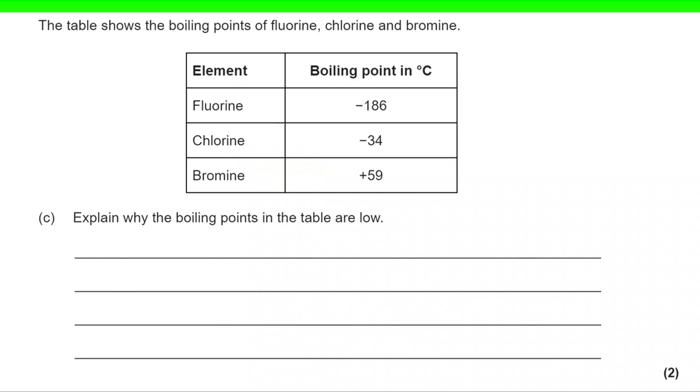Moving on to part C, we have here fluorine, chlorine and bromine and their boiling points. And we are asked why the boiling points in the table are low. So we're actually moving into a bonding section here. This is from the bonding topic. And you need to remember what type of compound and what type of structure the halogens are. And once you remember that, you can think about why their boiling points are low.